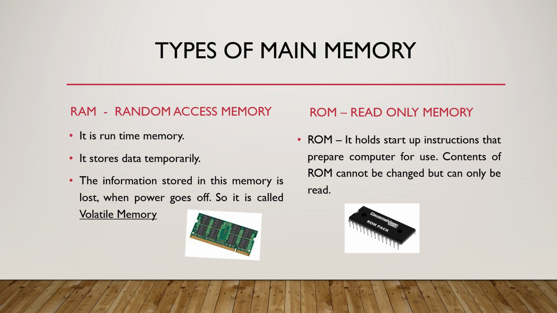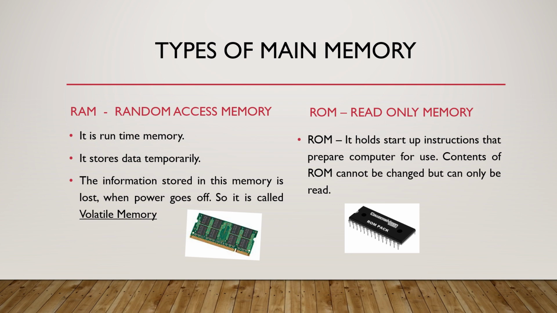But in ROM, we can read the contents, but we cannot overwrite or change them. But in RAM, what happens? We can read it and we can write it. So sometimes we call RAM read-write memory. You got the difference between RAM and ROM.